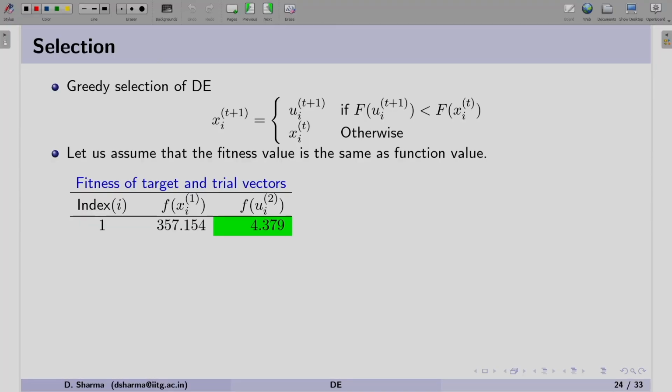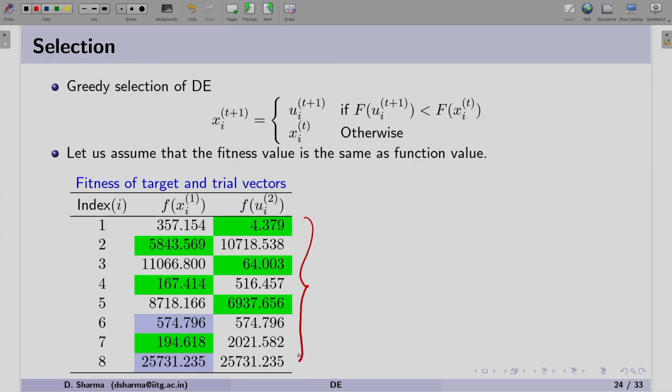We will be choosing the solution one by one. Let us see how. For the first solution, we will be comparing the target and the trial vector. Looking at the fitness, we can see that we have to select the trial vector for solution number 1. Now, look at solution number 2 here. In this case, the fitness value of the target vector is better than the trial vector, so this is going to be selected. This process we will continue, and we will get this kind of a table here.